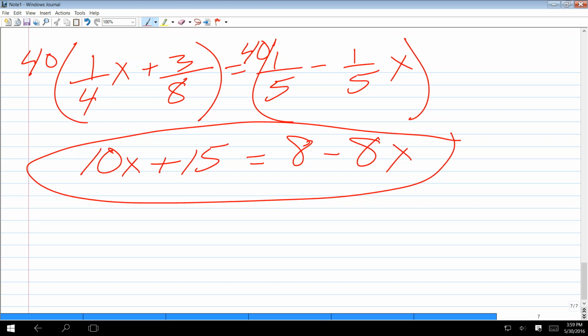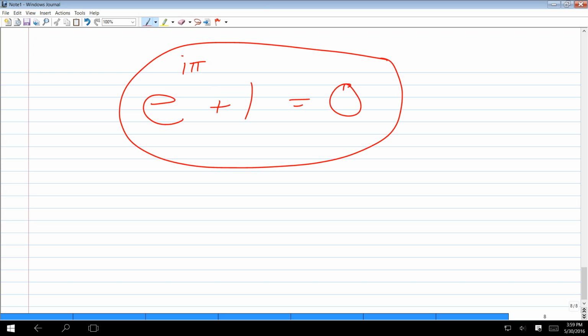All right, we'll stop there. Have I ever told you about e to the i pi plus 1 equals 0? I was thinking about talking about this today. We'll talk about this a little bit next time. Those are the five most important numbers in mathematics. We're not anywhere near ready to do this. This is a calculus problem, but it's a very interesting problem.